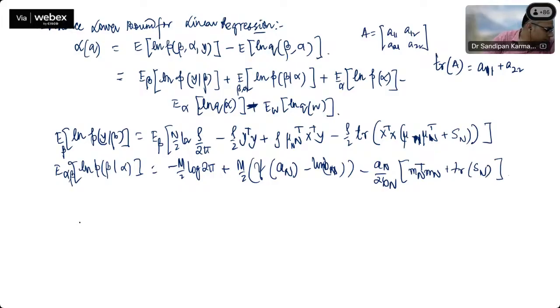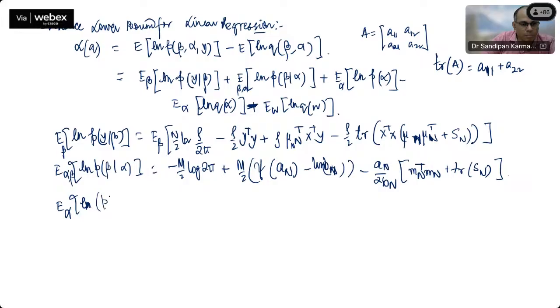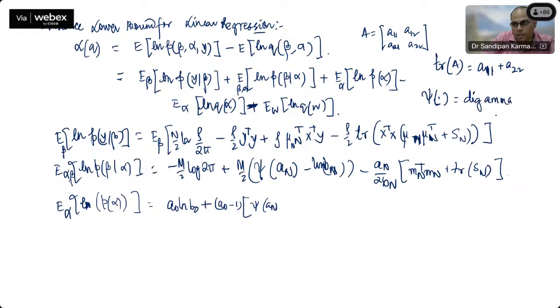So next is E of alpha of ln p alpha. Here it will be a0 ln b0 plus a0 minus 1 times psi an minus ln of bn, then minus b0 an by bn, minus ln gamma a0. The psi function is known as the digamma function; you can find it on Wikipedia.